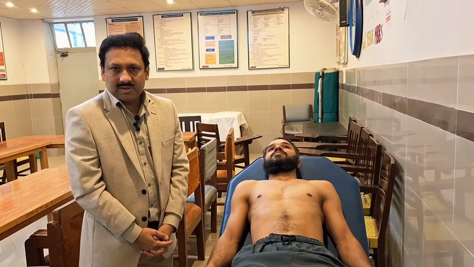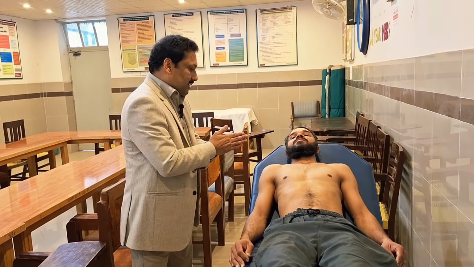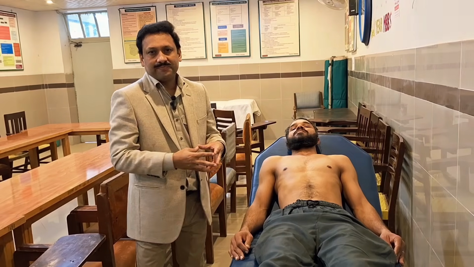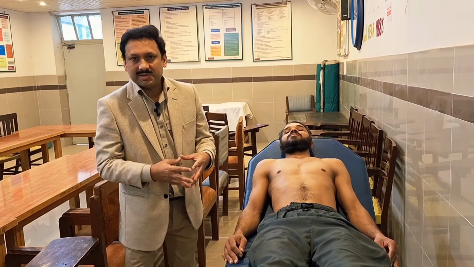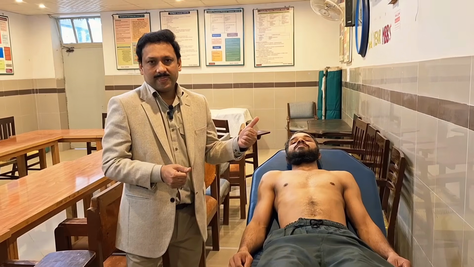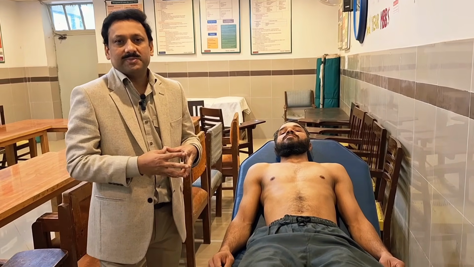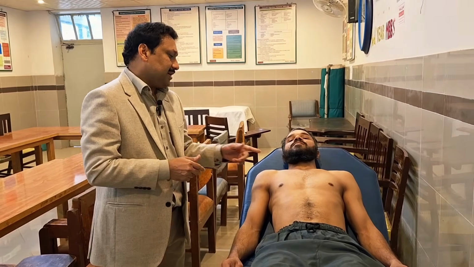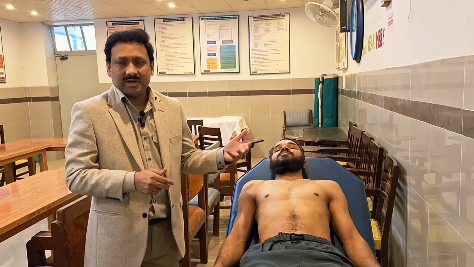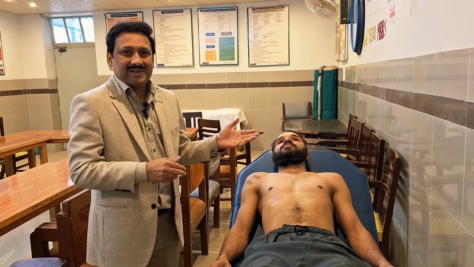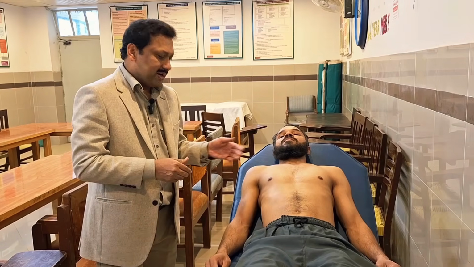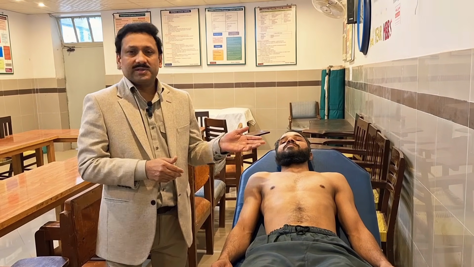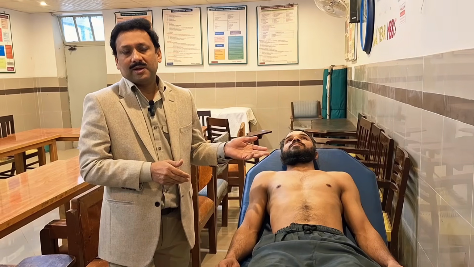It's always worth memorizing the number of points you are going to examine while doing a certain step regarding a certain system. So in chest examination, as we are starting with inspection, what are the points on inspection? The first point is respiratory rate. Then the type of respiration. We'll be examining for chest movements. We'll be looking for scars. We'll also be looking for engorged veins.